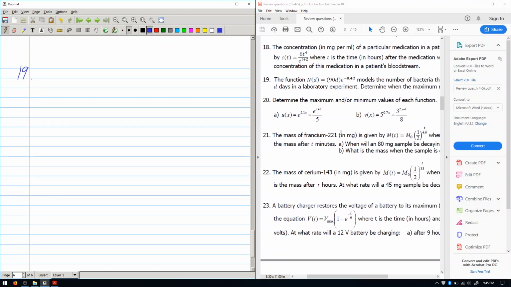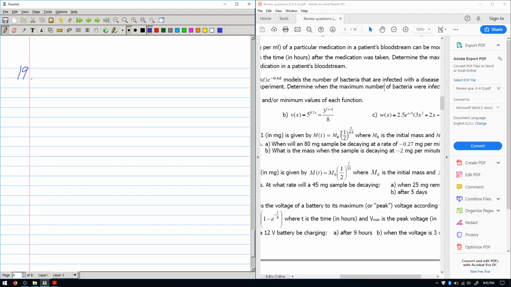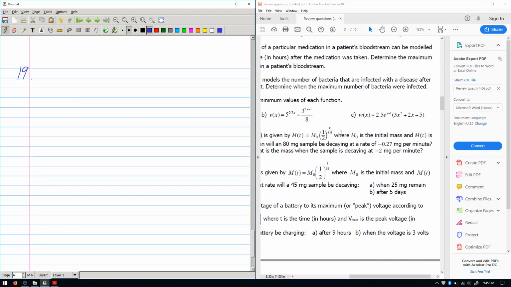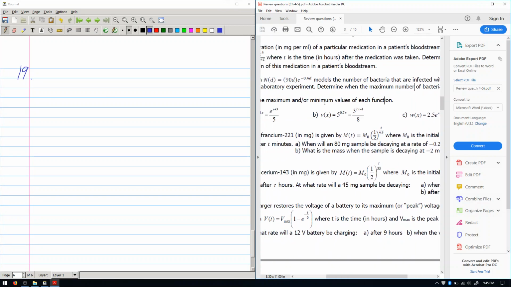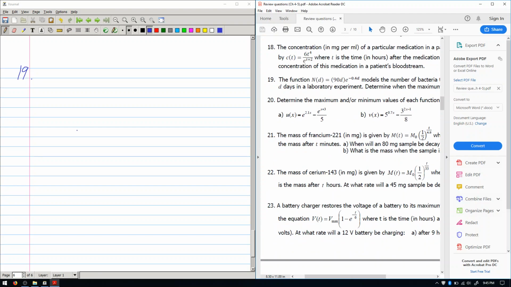The function N of d equals blah models the number of bacteria that are infected with the disease. Determine when the maximum. So notice the language. It doesn't say determine the max. It says determine when the max were infected. So it means find d. So here, we do the same process. N of d equals 90d times e to the negative 0.4d. I take the derivative, set it to 0, solve for d, and actually I would be finished when I finish solving for d.